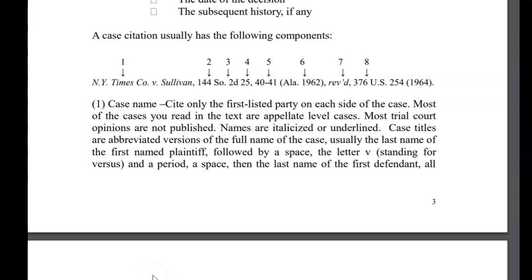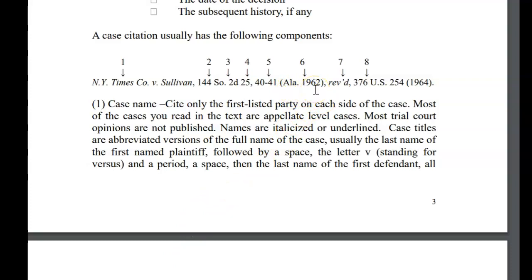Number 4 is a page number. Then this reference is going to be to the initial page number of the opinion. Number 5, pinpoint pages. Now, pinpoint sites direct the reader to specific pages within the opinion. So after the reporter citation, you're going to put a space, then the year of the decision in the parentheses. That brings us to number 6, which you're going to have the court and the year.